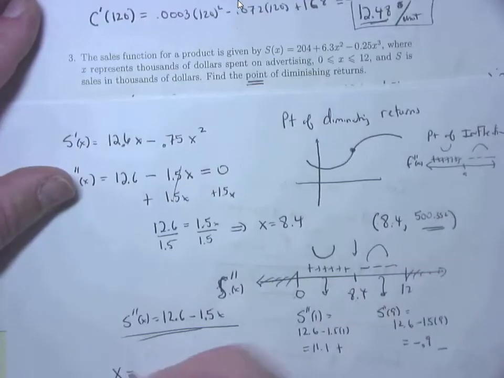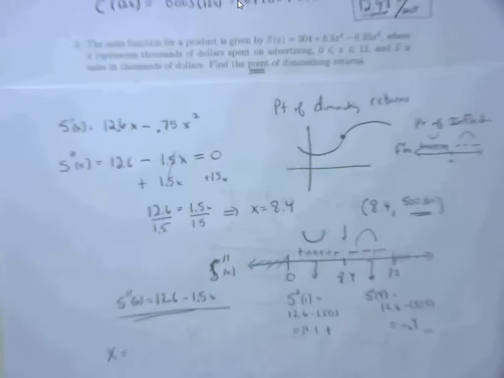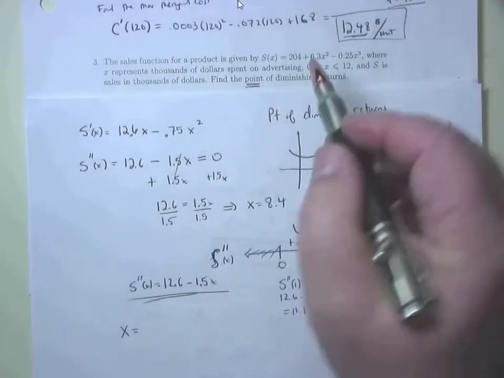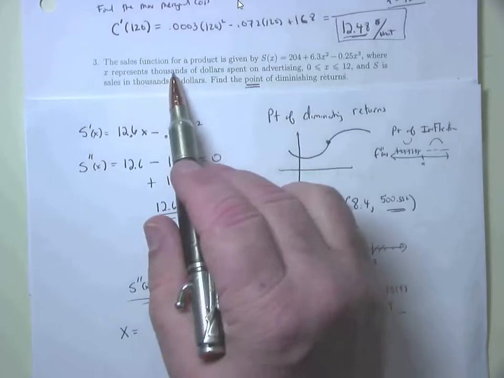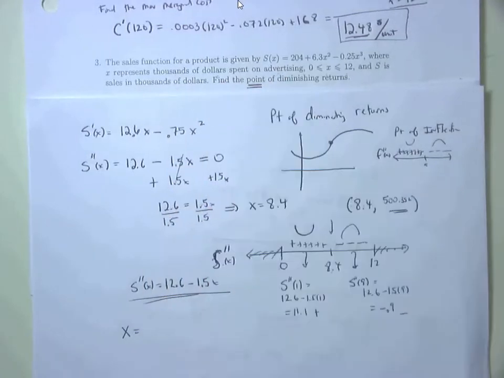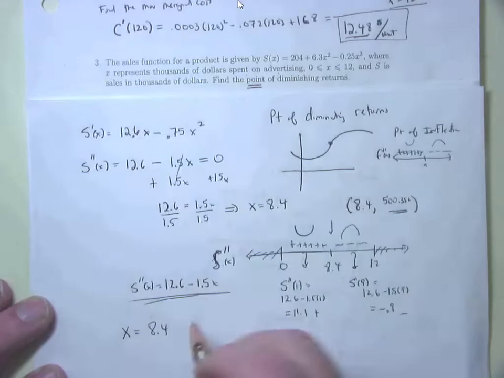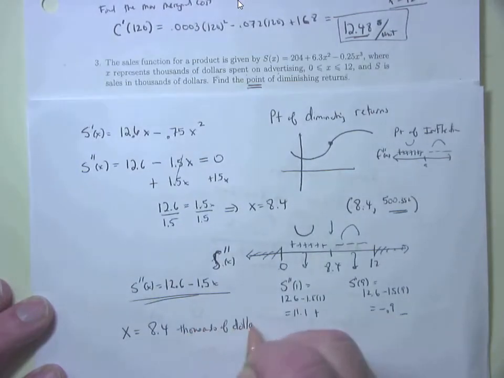The x-coordinate, okay? So what does the x-coordinate actually equal in this problem? Because we're defining it for x. So x represents your thousands of dollars spent on advertising. That's what this x represents. So how many thousands of dollars do we need to advertise before we hit this point of diminishing returns? Well, x was equal to 8.4 in this problem, and x was measured in thousands of dollars, and that would be an appropriate answer.